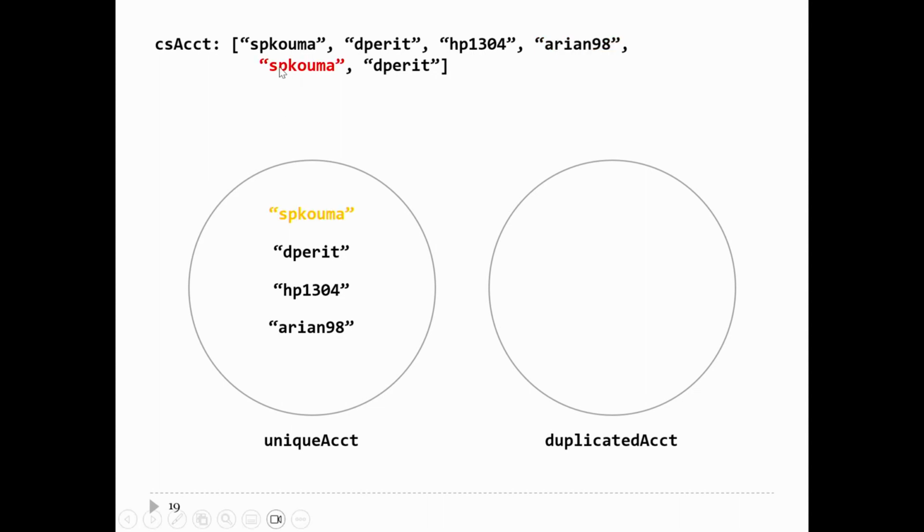Now, when you try to add SP Kuma to the set again, it finds that it's already in the unique account set. So it doesn't add it again. Instead, it adds it to the set of duplicated accounts. And similarly with D Parrot. You try to add it to the unique accounts, it's already there, so add fails. Add it to the duplicated accounts. And there's your two sets. There are the unique student names, and there are the ones that are duplicated. Sorry, so these are the account names of everybody that's in this list, and these are the account names of the ones who are also duplicated.